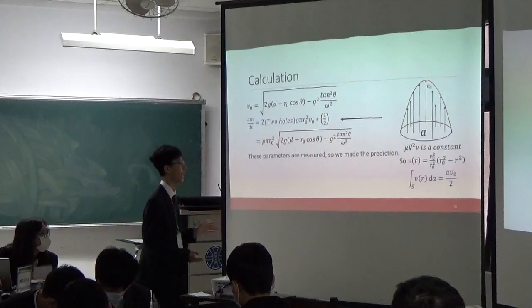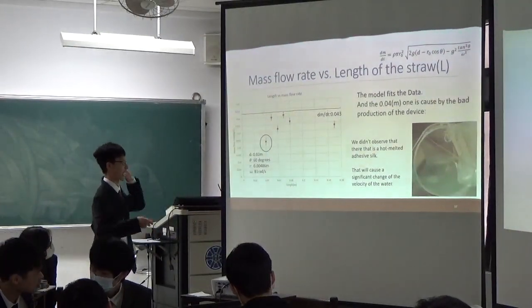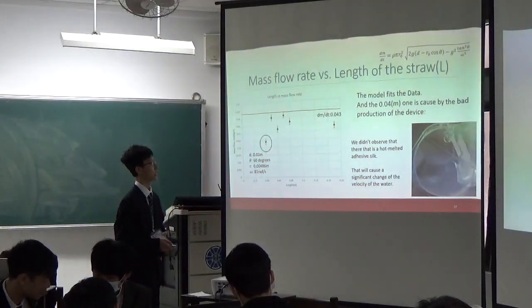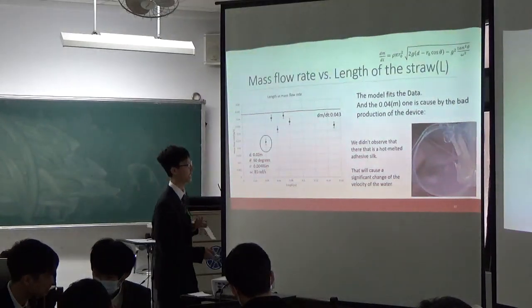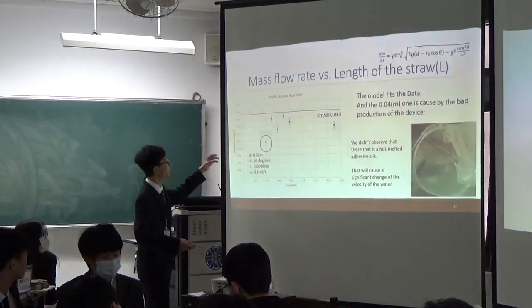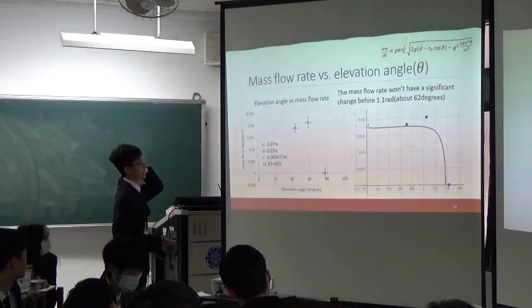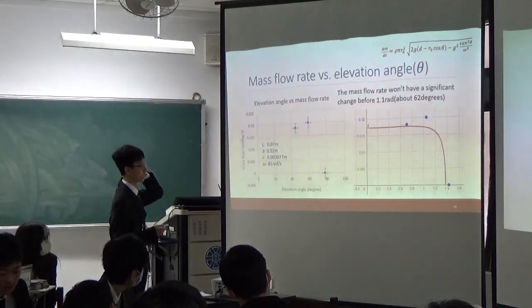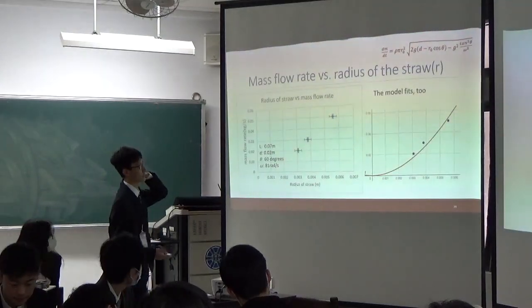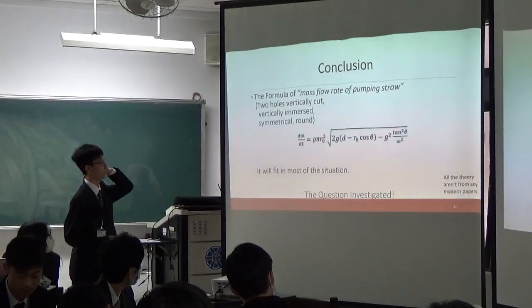we need to times the half to make an accurate prediction. And we found the model test data, but there's a half passive cell here, so it will cause an error. And for the evaluation angle, it also fits, and for radius of straw, it also fits.